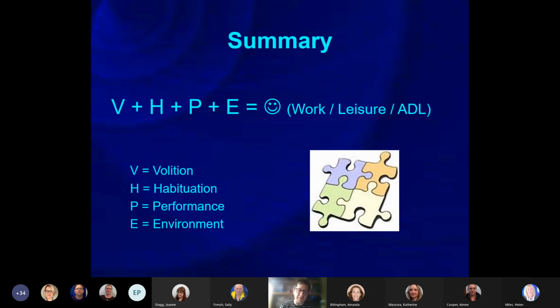So occupation is motivated by volition, it's shaped and patterned by habituation, it's carried out using performance skills, and it's strongly influenced by the environment. So as occupational therapists, what we're trying to do is, first of all, identify which of these components are contributing to an individual's doing problems using assessment tools, and then enabling them to overcome these barriers.